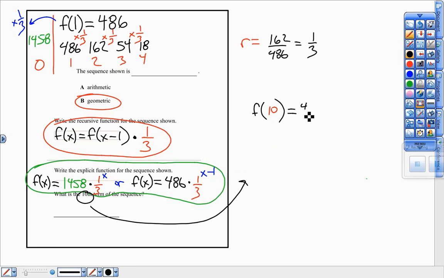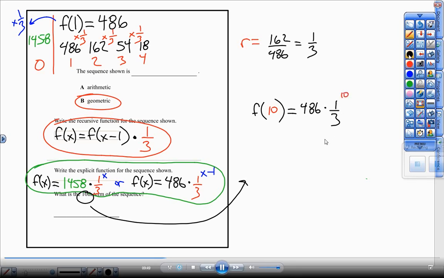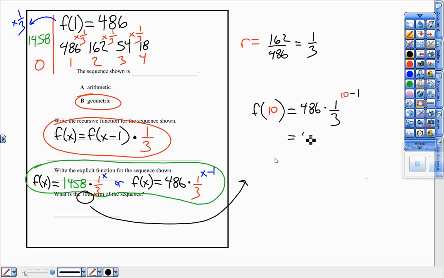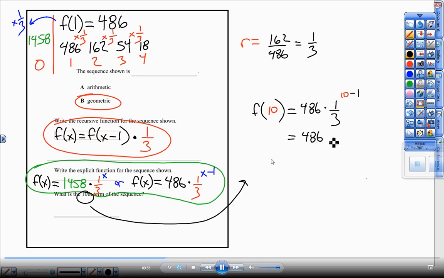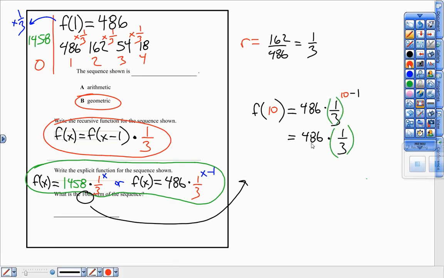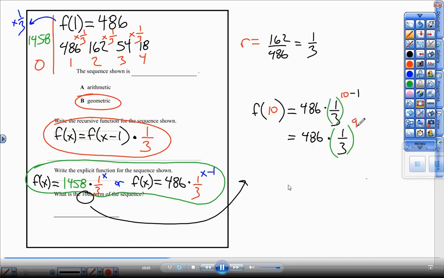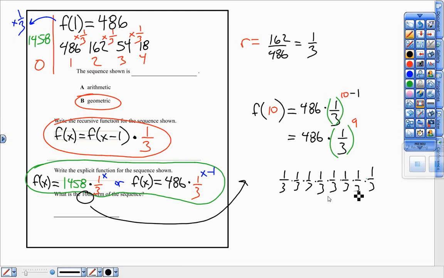So I get 486 times 1/3. Put my 10 right here in the exponent spot. So the 10 minus 1 power gives me 486 times 1/3, the whole fraction 1/3, raised to the 9th power. And again, that means I'm multiplying 9 of those 1/3. 9 of them. So you got 1, 2, 3, 4, 5, 6, 7, 8, 9.